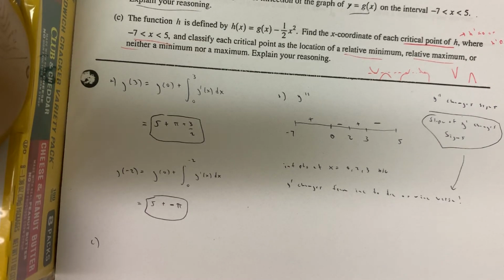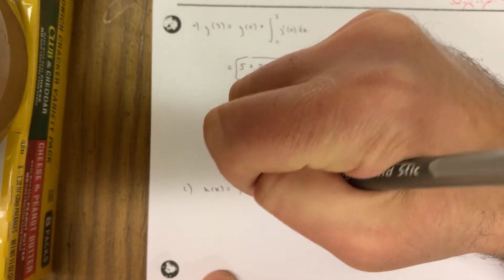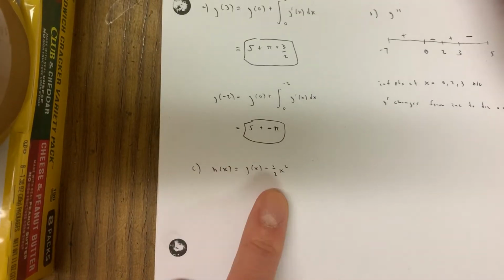As far as the neither, you could still be increasing at a sharp point. Maybe it does something like this and then something like that. Okay, it's kind of hard to see. We don't normally talk about things like that. But let's dive right in, because they give us h of x. So what is that? G of x minus 1/2 x squared. We want to know where the derivative of this is equal to 0 or undefined.